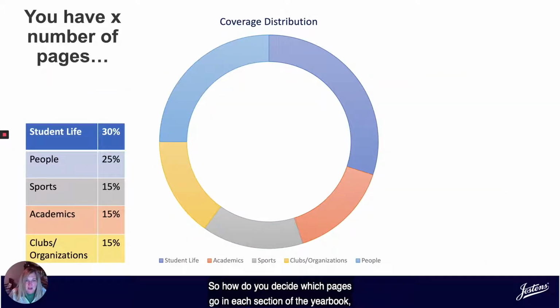So how do you decide which pages go in each section of the yearbook or how many pages to dedicate to each section? Well, start with the number of pages that you have in total in your yearbook. And then you can use this breakdown percentage-wise of how many percentage of those pages you can dedicate to each section.